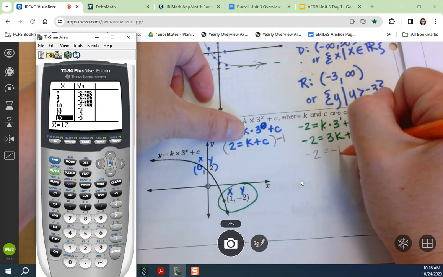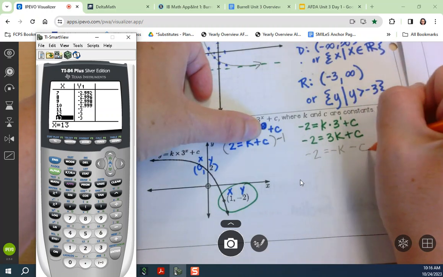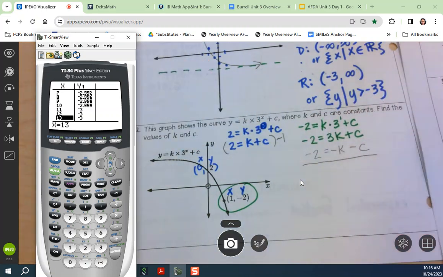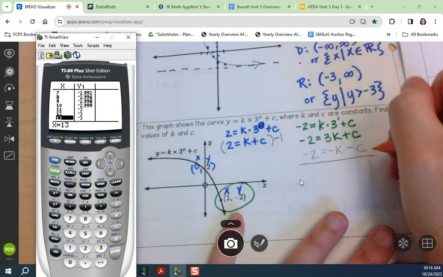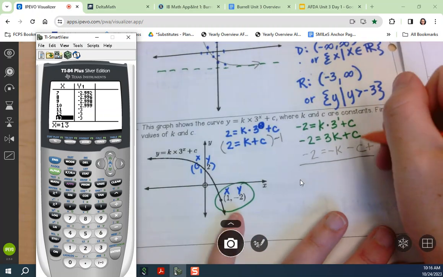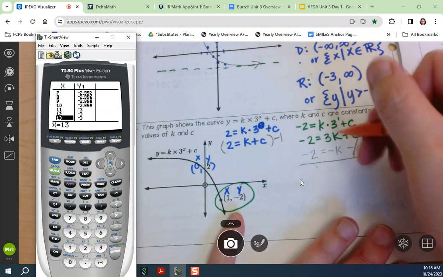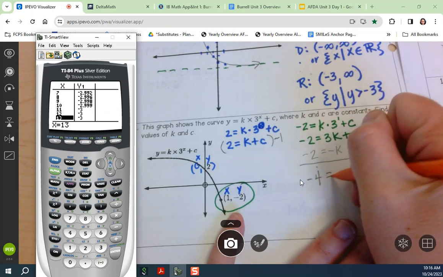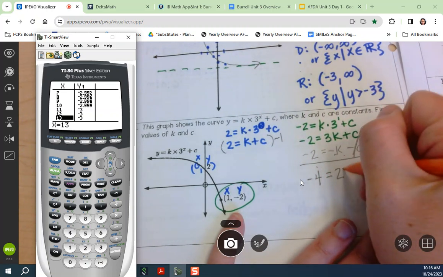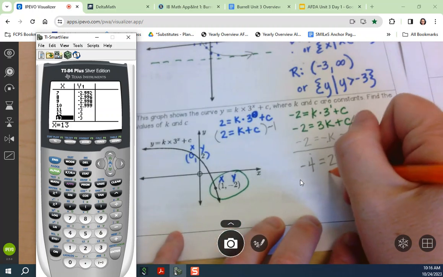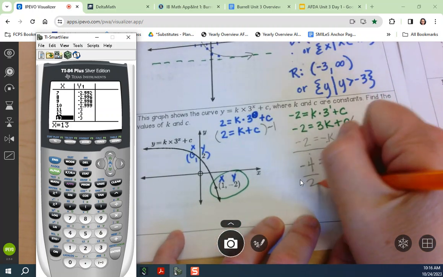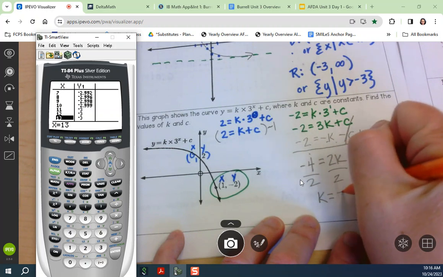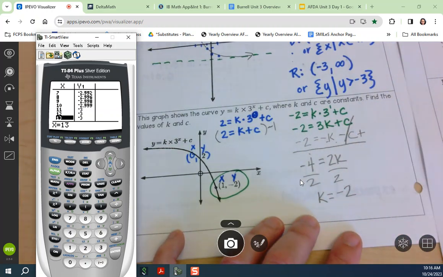equals -k minus c, multiplied by -1, so that now I can add these two equations together, and my c's will cancel. This will give me -4 equals 2k. And then this one divided by 2, I get k equals -2. So you can solve this by hand. Just because we have a calculator doesn't mean it's always the easiest way to do it.